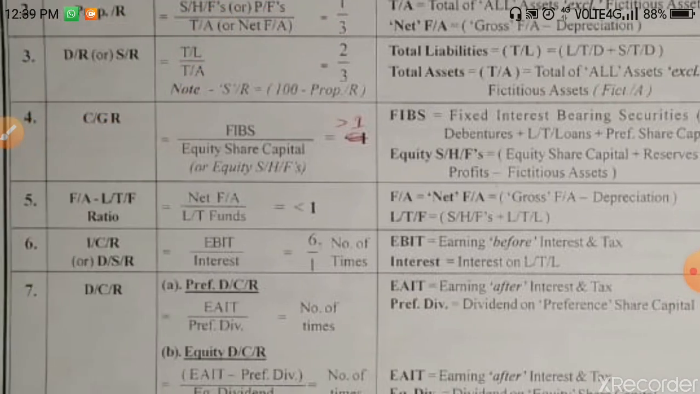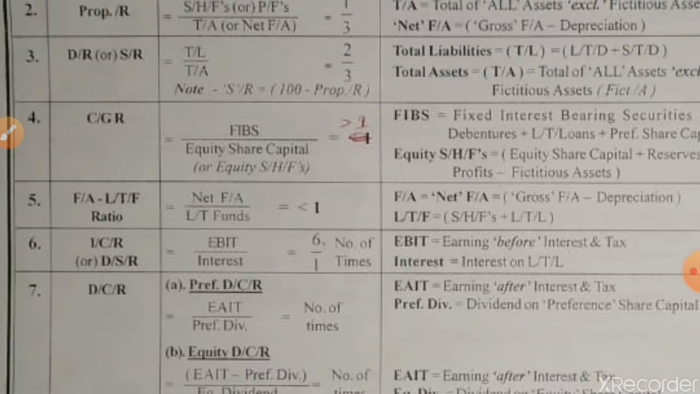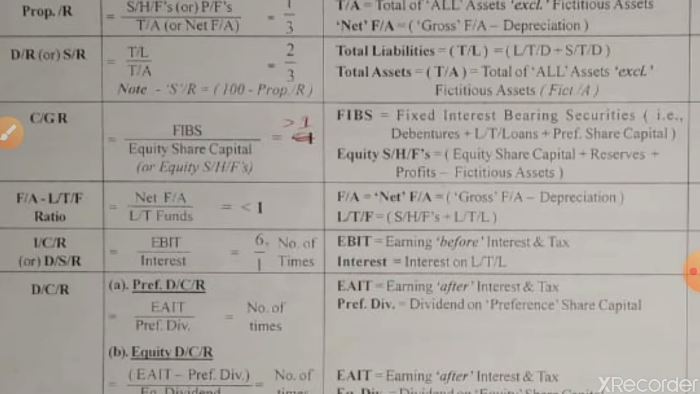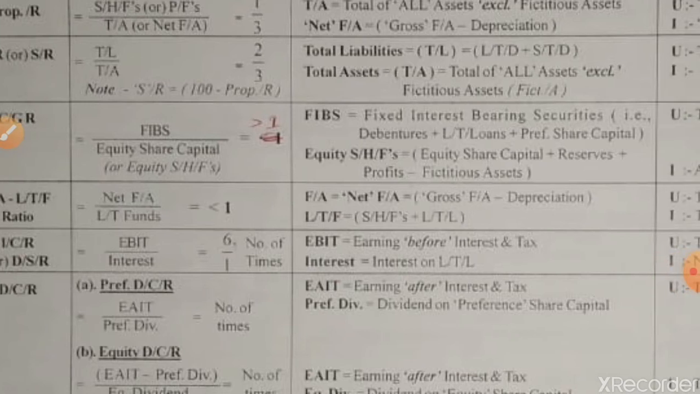Our next ratio is capital gearing ratio. FIBS, that is fixed interest bearing securities, divided by equity share capital, or equity shareholders funds. Fixed interest bearing securities are debentures, long term loans and preference share capital, on which we pay interest. Sometimes we include preference dividend also in this.